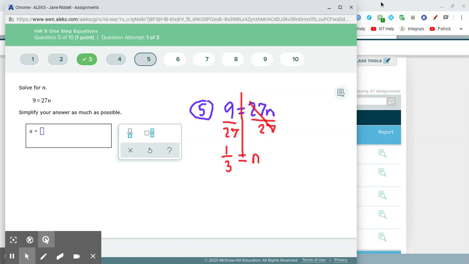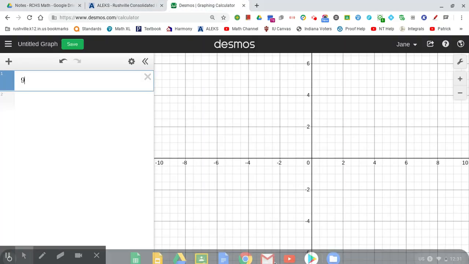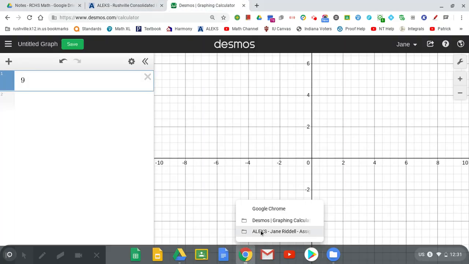Feel free to use a calculator. Feel free to use Desmos. That's going to be the calculator that you're allowed to use in this class. And so again, what we were doing was we were taking 9. I know it's smaller, but that's what we had. Go with what your work showed. Oops, where's my work? It's down here.